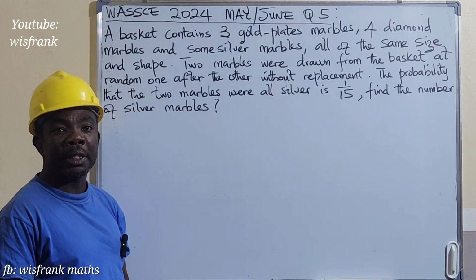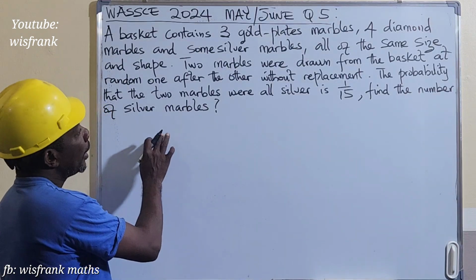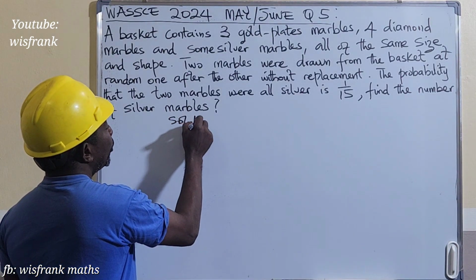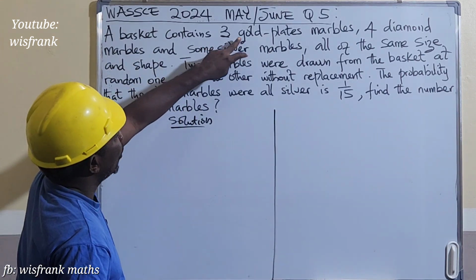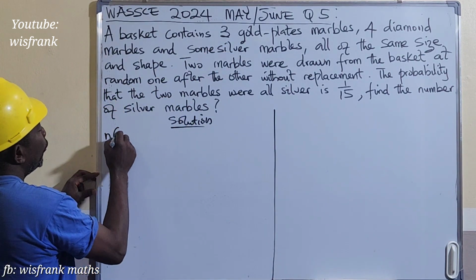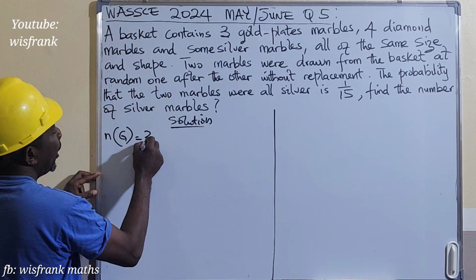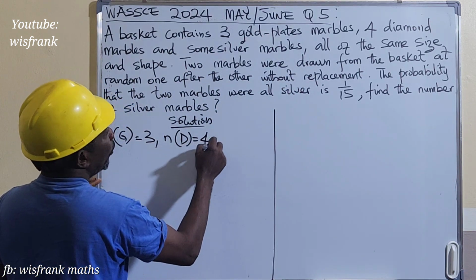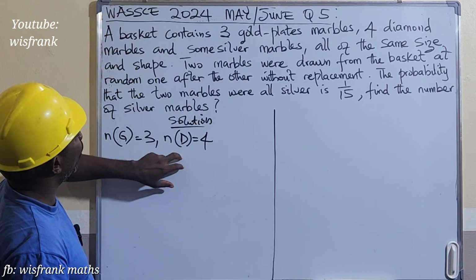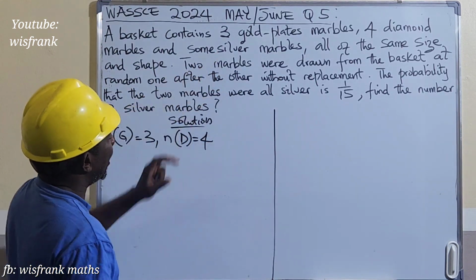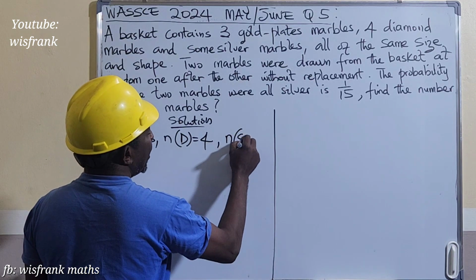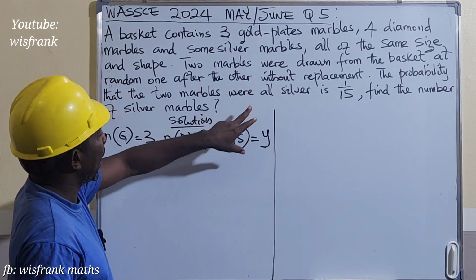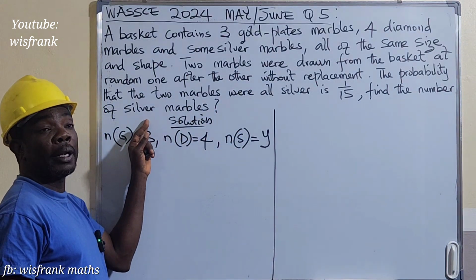So this is a probability problem, and we are going to find the number of silver marbles. Here is the solution. Let's represent the number of gold marbles as G, which is equal to 3. Also for diamond, the number of D is equal to 4. Then we have silver, the number of S. Let's call it Y, because we are here to find the number of silver marbles.